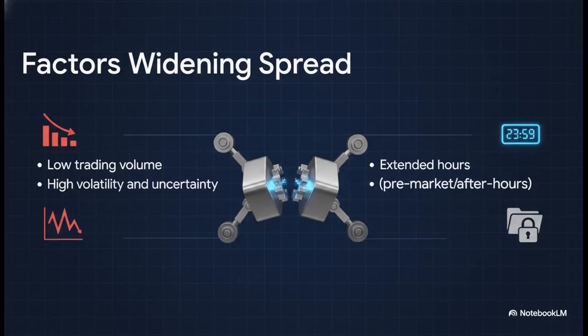And this spread, it isn't static. You can think of it like surge pricing for liquidity. Market makers demand more compensation when they face higher risks or uncertainty. If a stock has really low trading volume, or if the market is highly volatile, market makers widen that gap to protect themselves. This also happens during pre-market or after-hours trading. Spreads can be 10 to 20 times wider there. They'll also widen the spread to protect against information asymmetry, which is just the risk that they're trading against someone who knows something they don't.